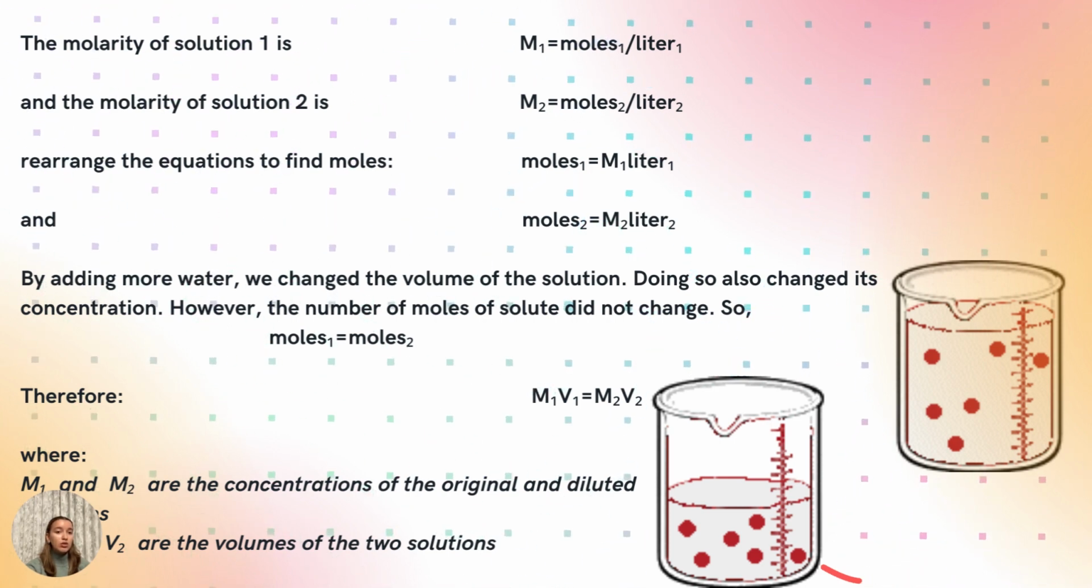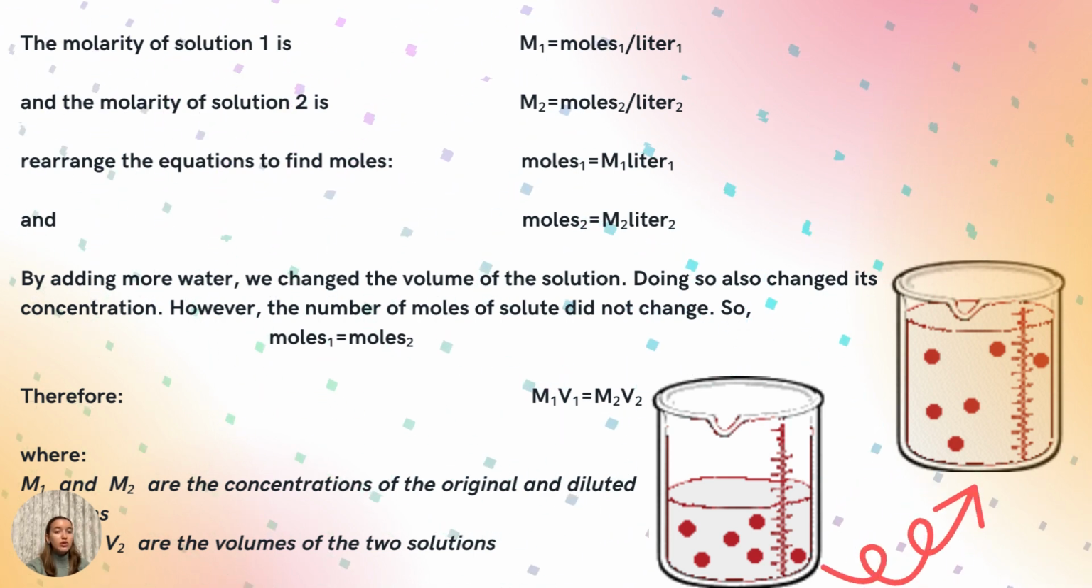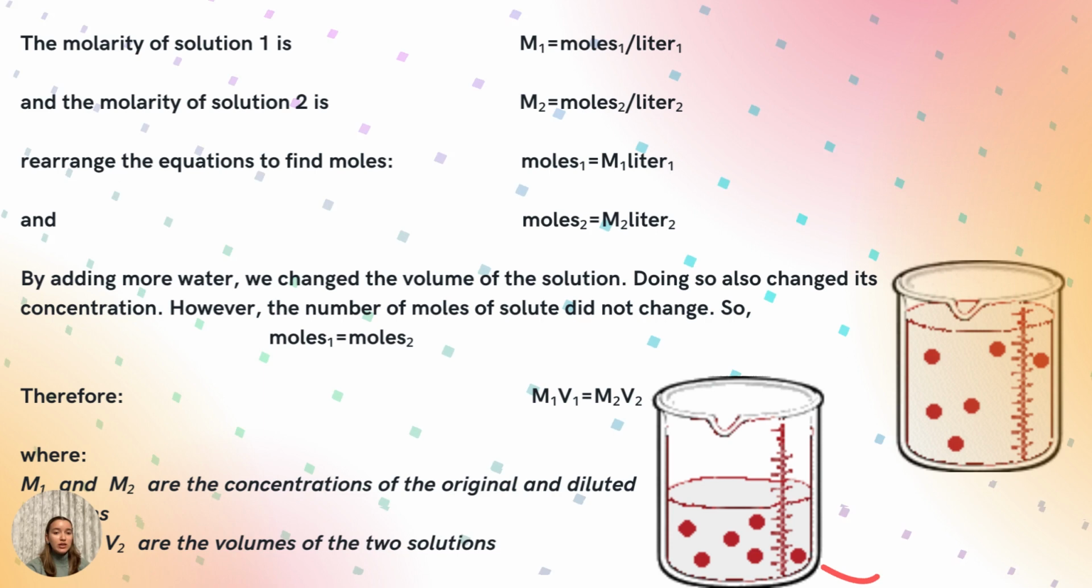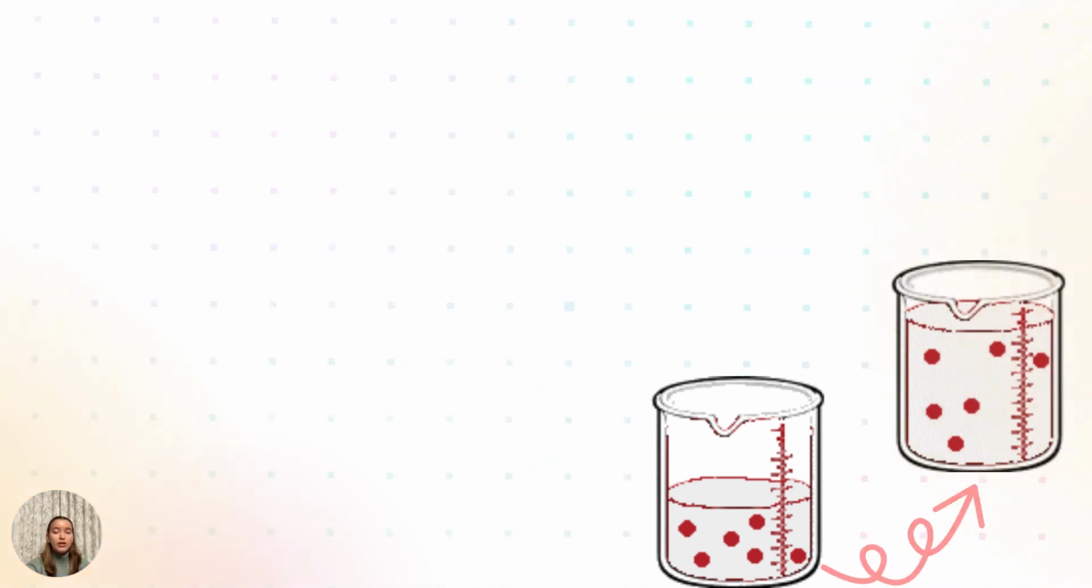If moles 1 equals M1V1, where V is the number of liters, or the volume, and moles 2 equals M2V2, then if moles 1 equals moles 2, M1V1 equals M2V2 as well, where we have the concentrations of the original and diluted solution.